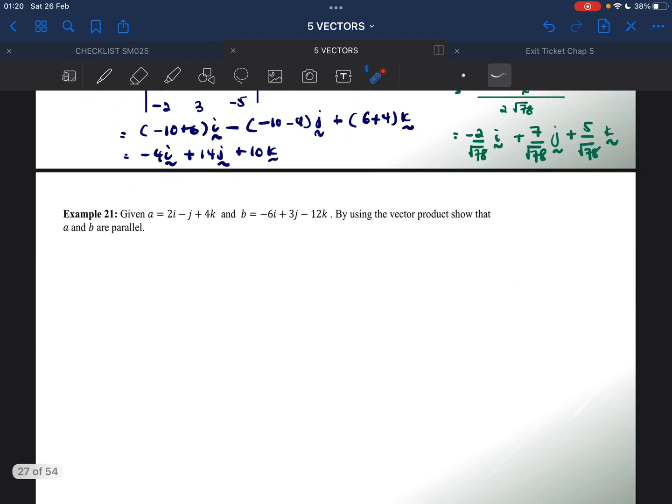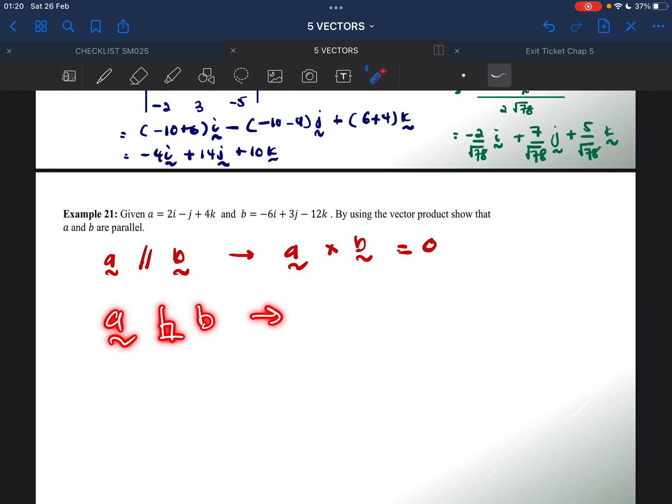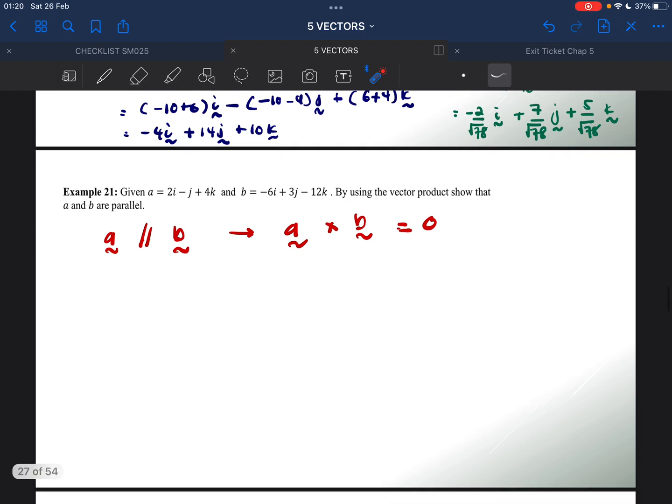Okay, so let's see the last example here. Given A and B, by using the vector product, show that A and B are parallel. What do you remember? If A is parallel to B, A cross B equals 0. Just remember these two lines. One more: if A is perpendicular to B, A dot B equals 0. So now what we have to find is basically just A cross B.